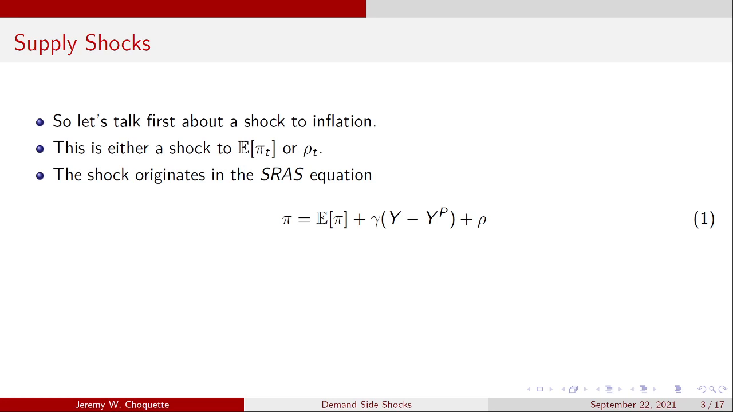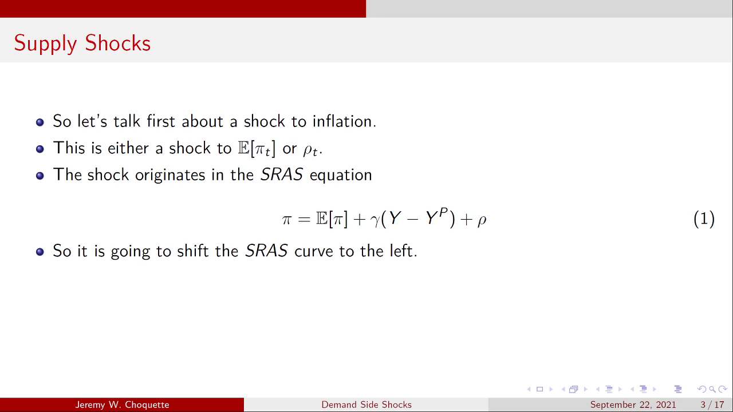That's like a zero mean, serially uncorrelated error term that is orthogonal to the other components of this equation. The right-hand side of this equation is going to have that expected inflation plus gamma times y minus yp, and then plus rho. That rho is going to be orthogonal, meaning it's uncorrelated to the other components of the right-hand side of equation 1. That is the source of some supply-side shocks.